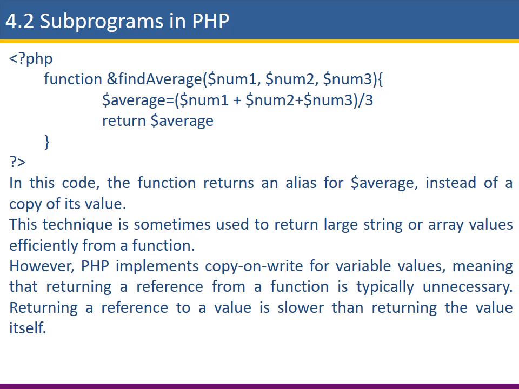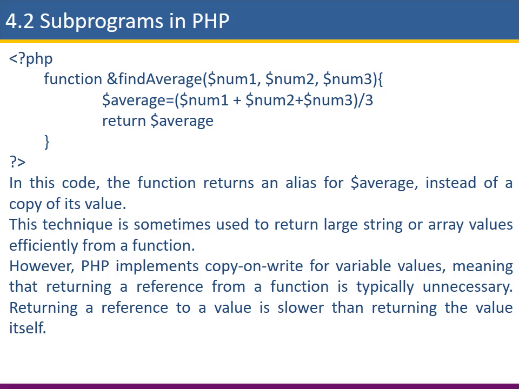Here in this code, the function returns an alias for $average instead of a copy of its value. This technique is sometimes used to return large string or array values efficiently from a function.